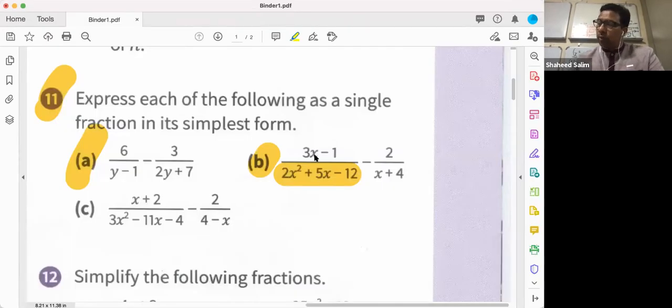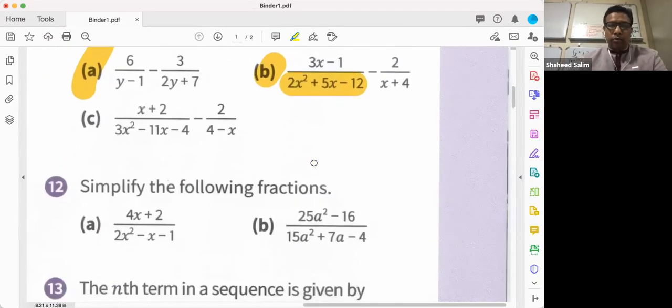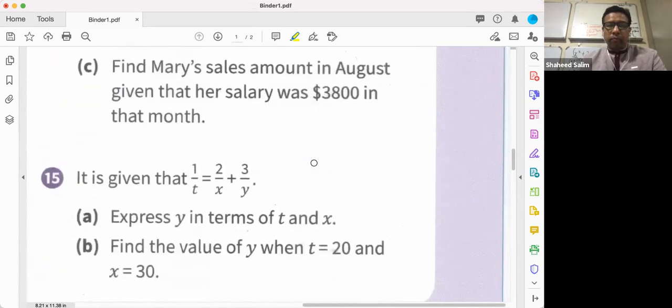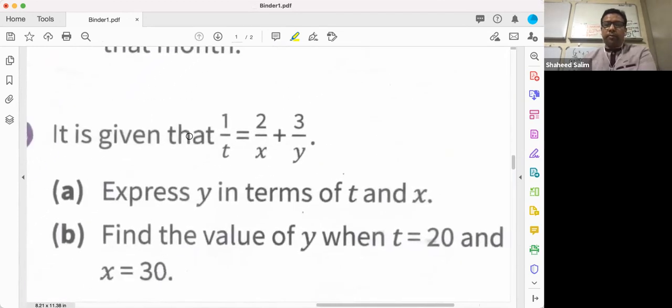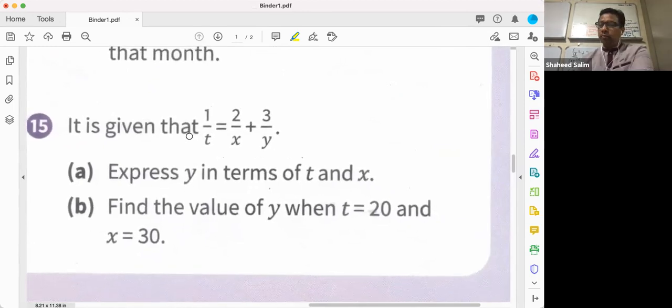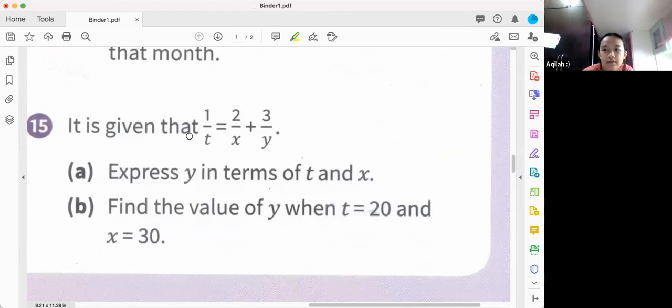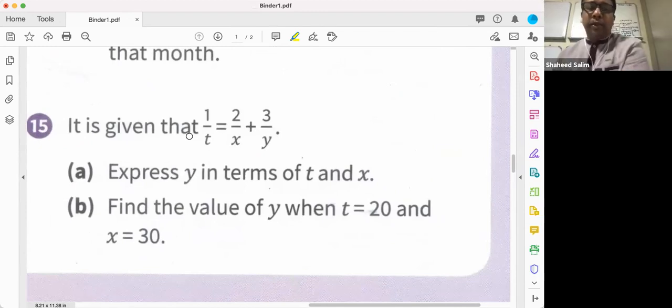Okay, we're gonna try a question, quite interesting question. 15. Do I do question 15? Yeah, 15. That's right, 15. 15A first.